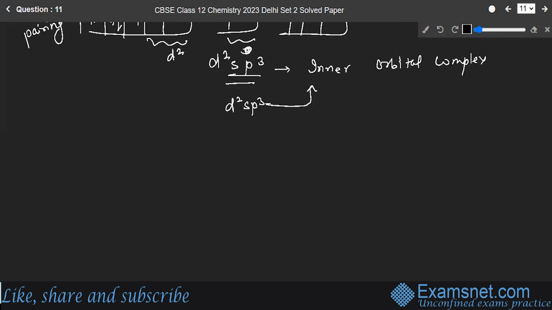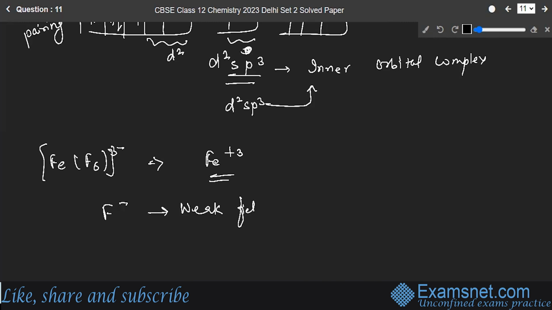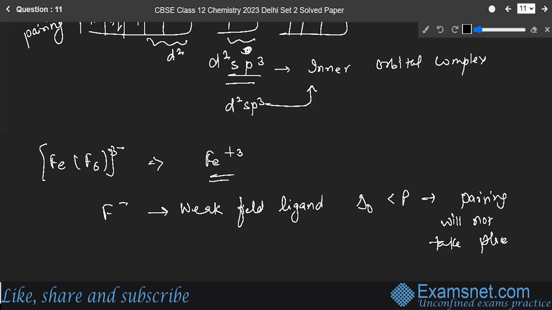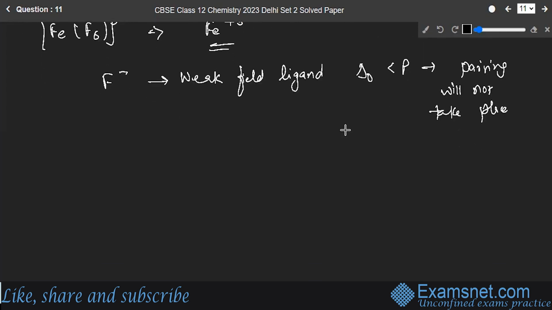And for [FeF6]3-, again, the oxidation state of iron is +3. F negative is a weak field ligand. In that case, delta naught will be less than P. Now the pairing will not take place. So it will remain as such.